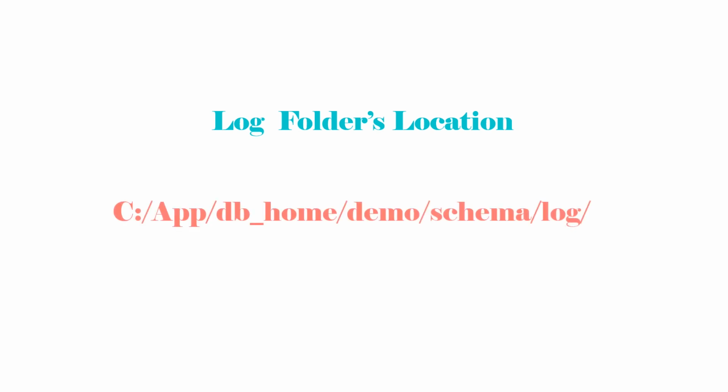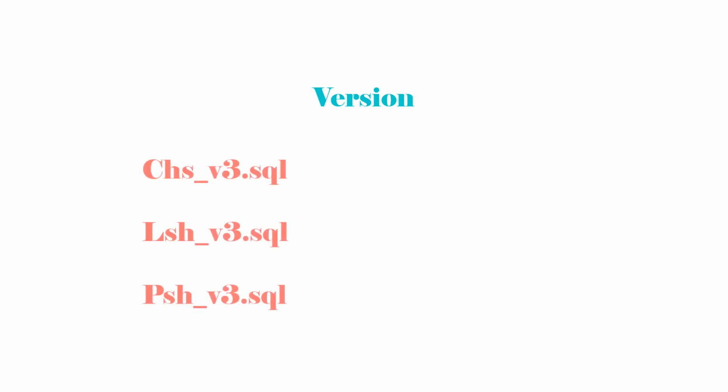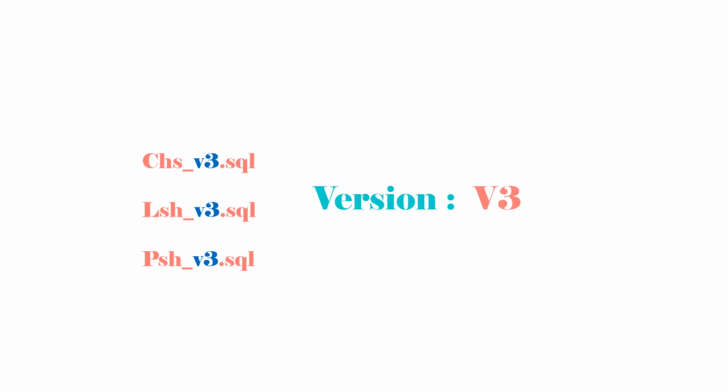Now, the next parameter is version. To find out the value of this parameter, we again have to bring up the names of all the files that are getting executed for installing the sh schema. Here we are. If you see these names carefully, you will find that the names of all these three scripts end with the same string, which is v3. That is exactly the value for our parameter, v3.